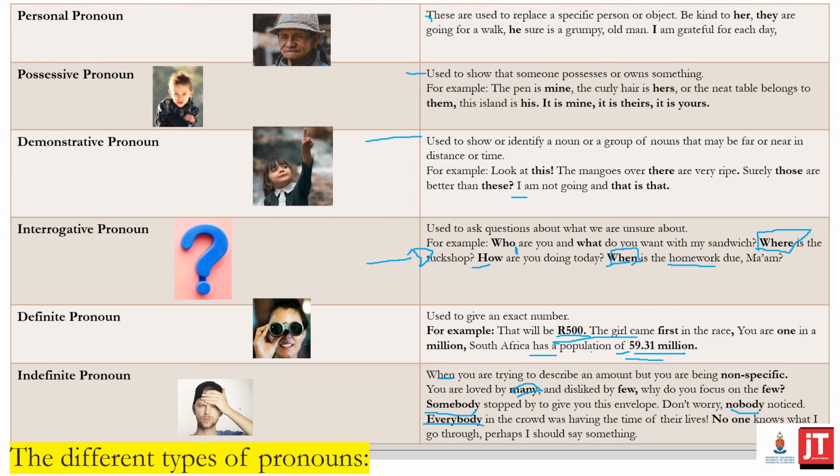No one knows what I go through. Perhaps I should say something. It's very important to always talk about what you're going through. You cannot assume that people just know what's going on. Anyway, no one is another example of an indefinite pronoun.